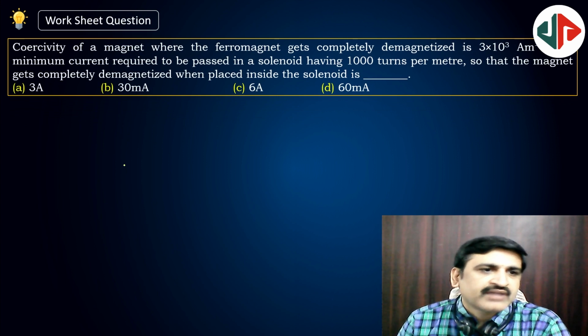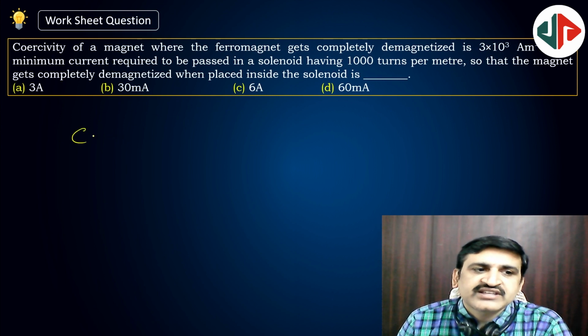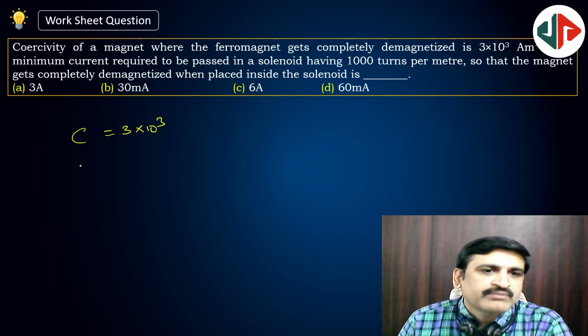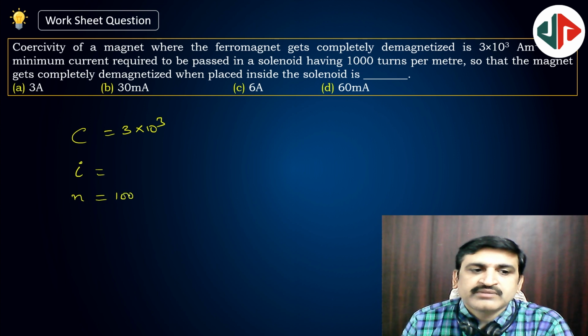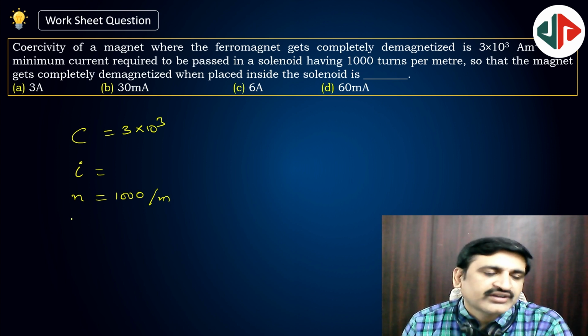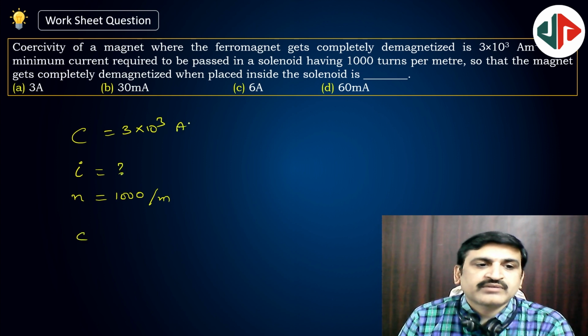Coercivity of a magnet, where the ferromagnet gets completely demagnetized, is C is equal to 3 into 10 to the power of 3. What is the minimum current required to be passed in a solenoid having N is equal to 1000 turns per meter, so that the magnet is completely demagnetized when placed inside the solenoid? Coercivity units are ampere per meter. Ampere per meter means it's identical to H.